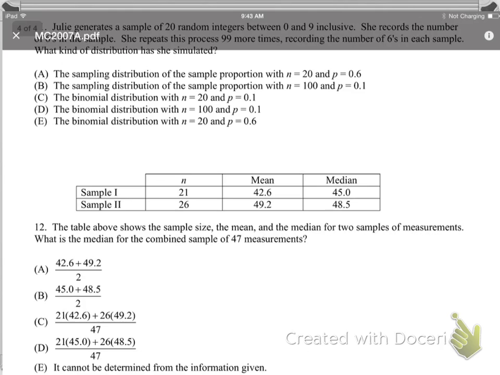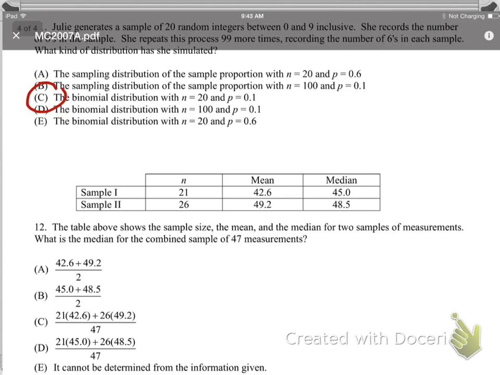All right, so let's talk about this problem. The deal is that she took a sample of 20 integers and she recorded the number of times 6 appeared. She does this 99 more times. So each of the 99 times she takes 20 samples and records the number of sixes, and she does it again, and she does it again. All right? So you see her sample size is 20. And the probability of getting a 6 between 0 and 9 is 0.1. And because she's writing down the number of times that she gets a 6, that's the number of hits. So this is a binomial distribution where n is 20 and my probability is 0.1. So the answer here is C.